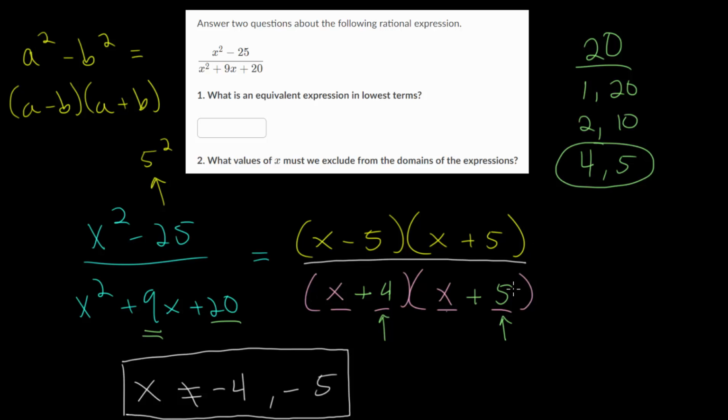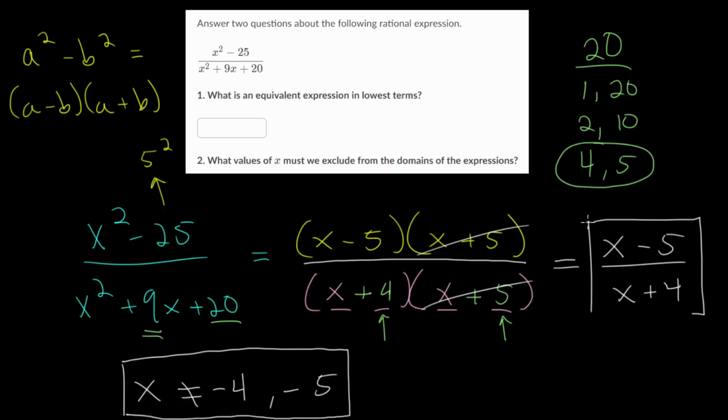But to be able to write this in its lowest terms, we need to make a cancellation. Notice that we have x plus 5 in the numerator and x plus 5 in the denominator. So something divided by itself, those are going to be able to cancel out, and we're just going to be left with x minus 5 up top and x plus 4 down below. So this will be our fully simplified expression.